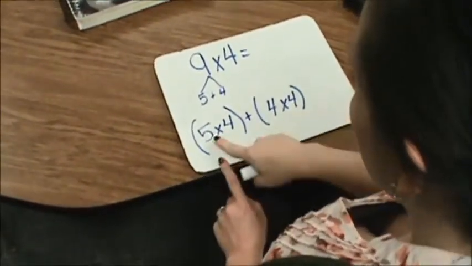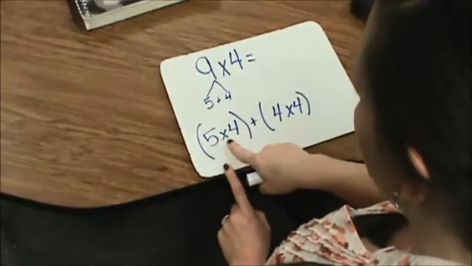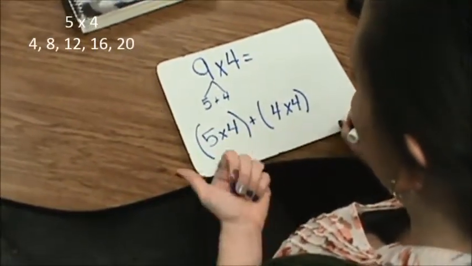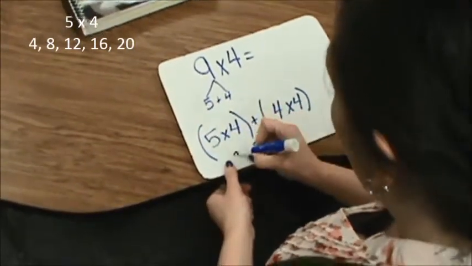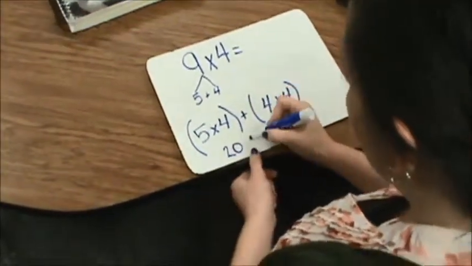So the first thing I'm going to do is 5 times 4. So it's 5 groups of 4. I'm going to count by 4s. 4, 8, 12, 16, 20. So I'm going to put my total down here. Then I'm going to bring down my addition sign.